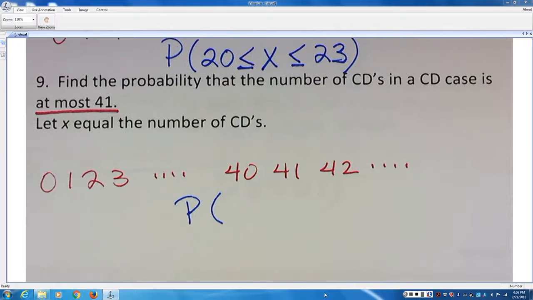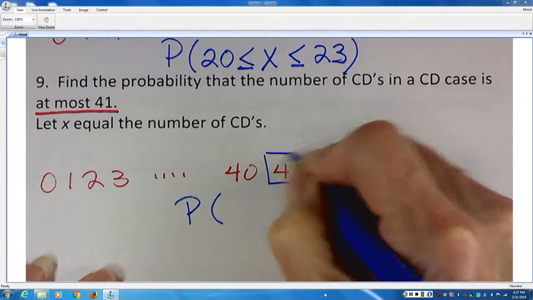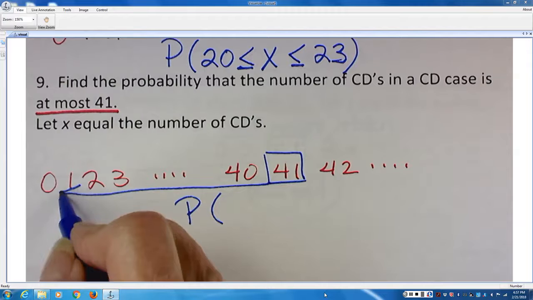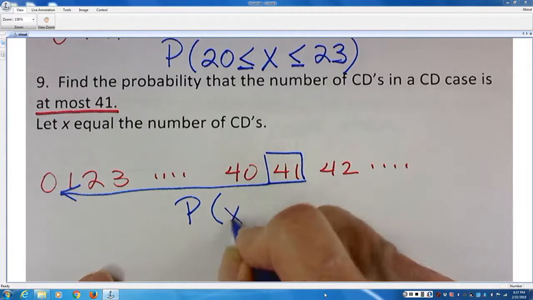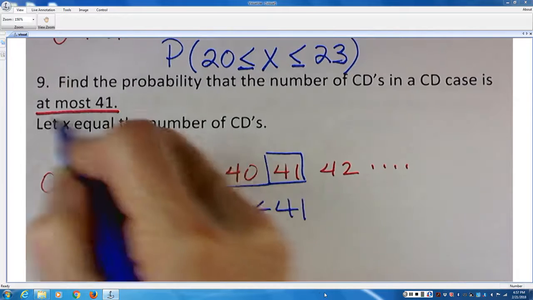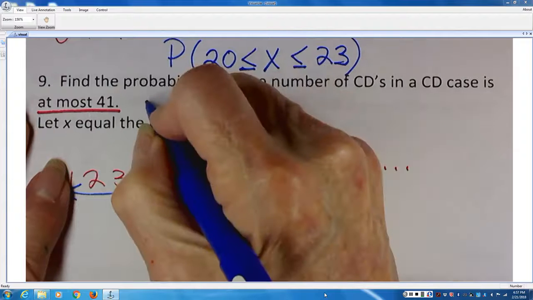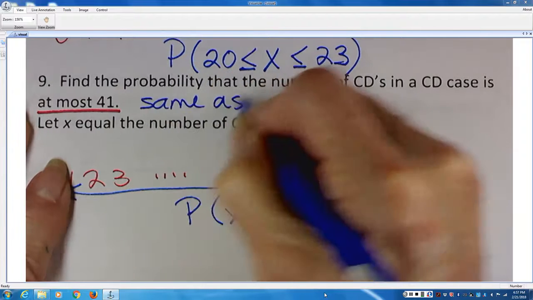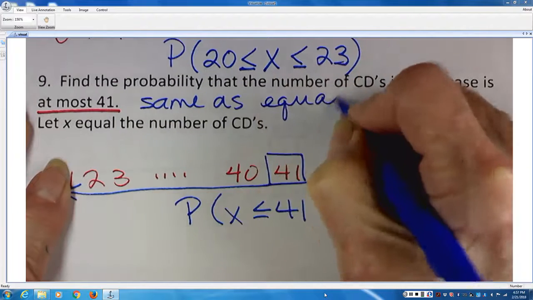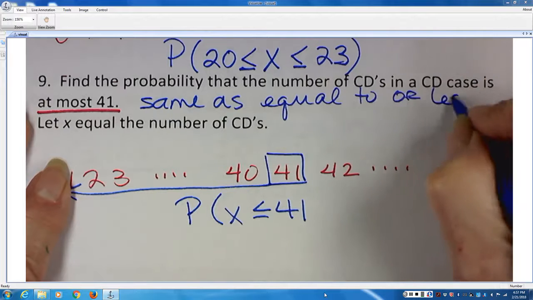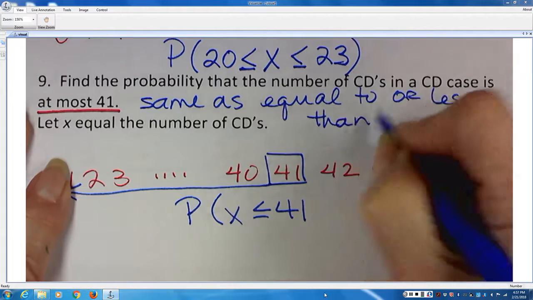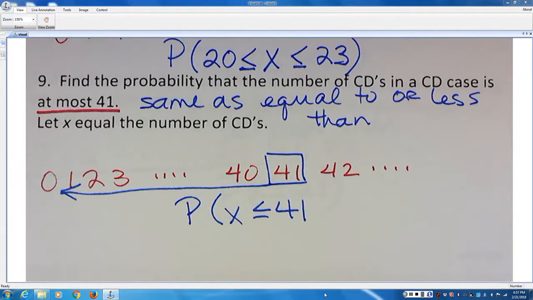One more. At most. Is 41 at the top or the bottom of your list? It's at the top of your list. Can't go any higher. Got to go lower. This means the same as equal to or less than. Okay?